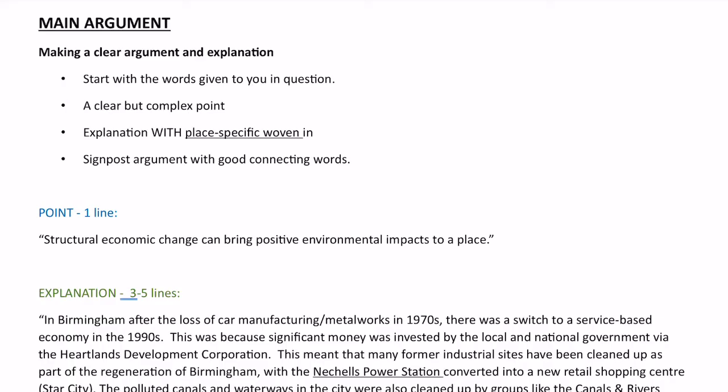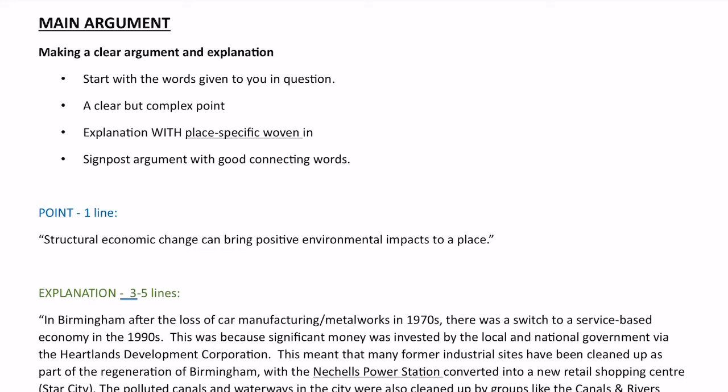In my argument, I want to make sure that I'm using the words as questions given to me. I need to make a clear but complex point. And when I come on to the explanation, I want to make sure that the evidence, the place-specific detail, is woven in. And then I need to make sure that the examiner knows where I'm going with my argument, so I'm going to signpost with some good connecting words. Those are my 4 tips for clear point and argument, and I'll show you how I've done this.